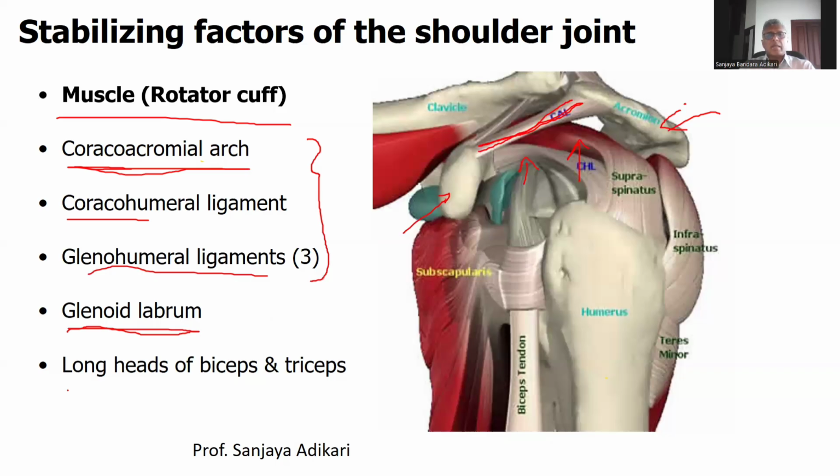Then, in addition, the long head of biceps and long head of triceps help in stabilizing the shoulder joint, because the biceps passes through the bicipital groove here and gets attached to the supraglenoid tubercle there, and the triceps does the same thing, getting attached to the infraglenoid tubercle. So they prevent upward and downward displacement of the head of the humerus, especially in the abducted position.